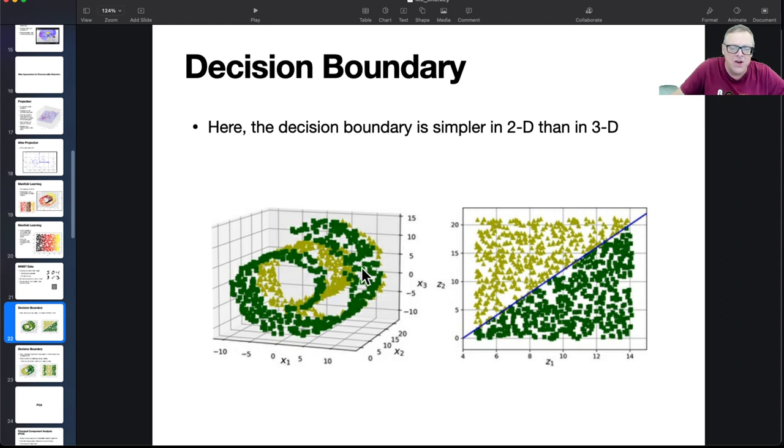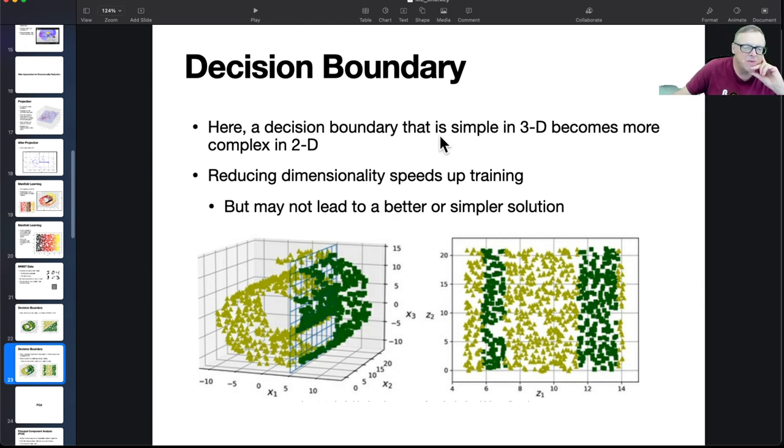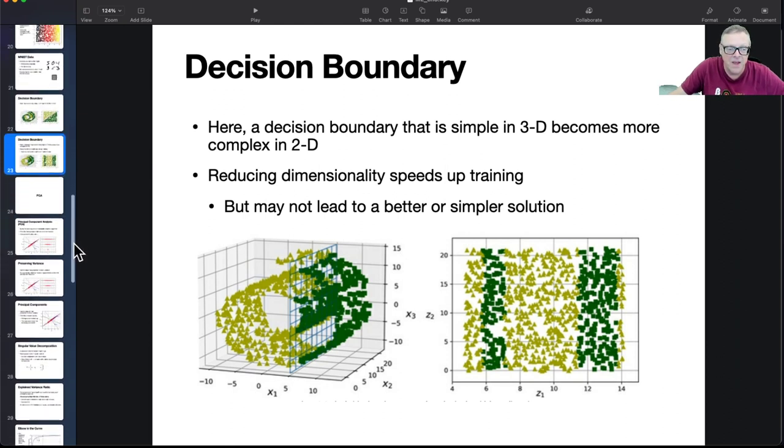So here, you can make a decision boundary. Now here, what they've done is take something with a nice simple pattern and roll it up. So in 3D, the dark and the light colors are all mixed up, but if you unfold it, there really is just a line separating them. All right, so here, a decision boundary that is simple in 3D, if you make a three-dimensional grading and cut it here, it's simple in 3D, but in 2D, it becomes more complex when you project it down. Or indeed, if you follow it along. So reducing dimensionality speeds up training because your calculations get simpler, but might not lead to a better or simpler solution. It's not always an improvement.